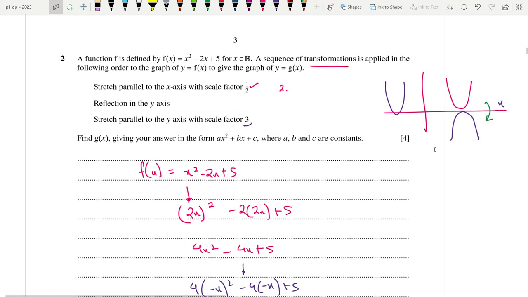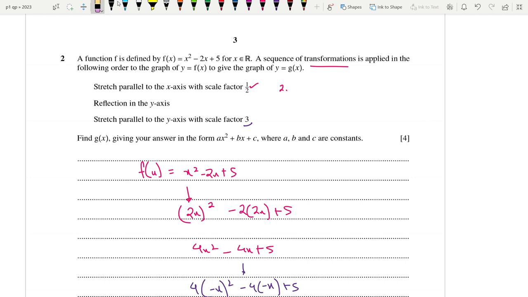A function is defined as f(x) equals x squared minus 2x plus 5 for all real values of x. A sequence of transformations is applied in the following order to give the graph of y equals g(x). Stretch parallel to the x-axis with scale factor half. So guys, let's draw the graph.